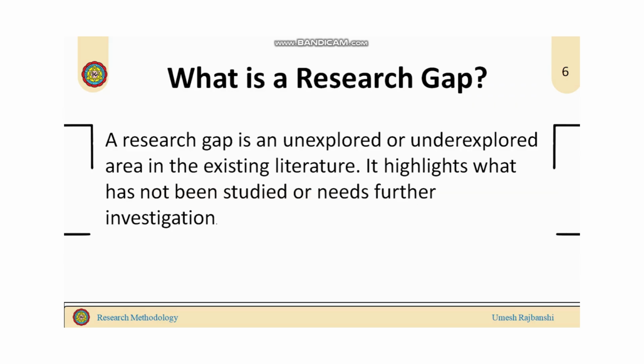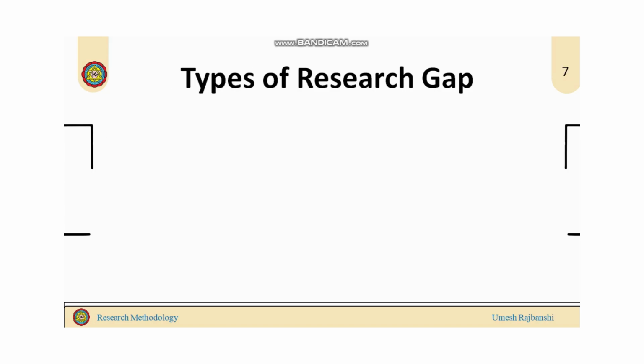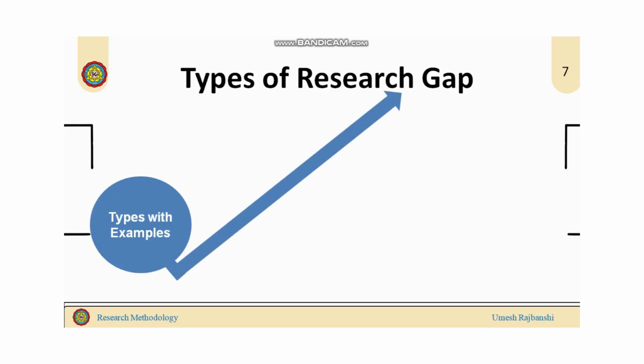Now, talking about what a research gap is. A research gap is known as an unexplored or underexplored area in the existing literature. In literature, we will see unexplored areas, which highlight what has not been studied or needs further study. Next are the types of research gap.